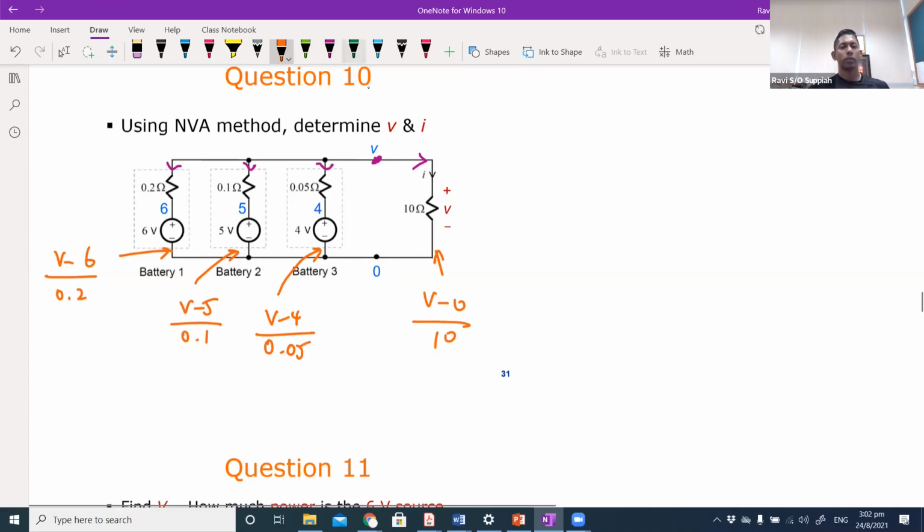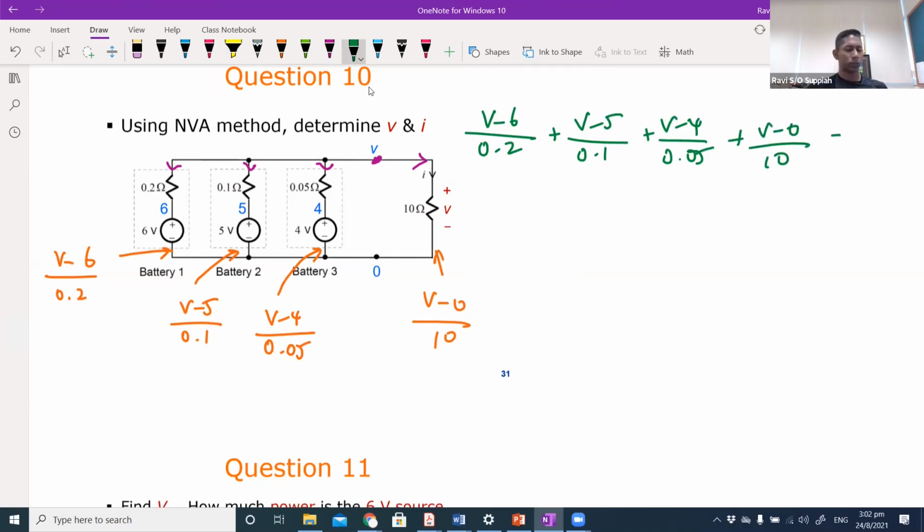Once you come up with all these expressions for the different branches from the node, you can put them all together. So you can just say that V minus 6 over 0.2 plus V minus 5 over 0.1 plus V minus 4 over 0.05 plus V minus 0 over 10 is equal to 0. Then you just do this and the rest is all maths.